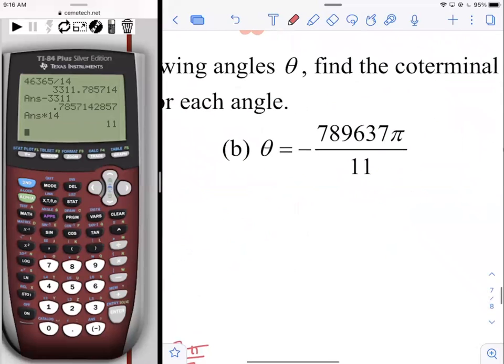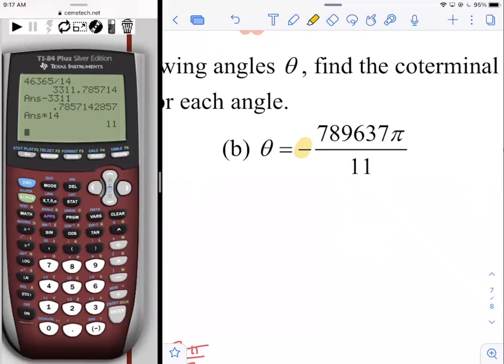Let's look at letter B. Y'all see that little thing out in front of the virgule, the horizontal division bar? It's kind of sneaky and subtle, right? Like a blind man in a dark room looking for a black cat that isn't there. Sneaky. It is a negative, okay? So we've worked with negative angles before. We just know that there's that one last step where we have to add a full rotation, right?